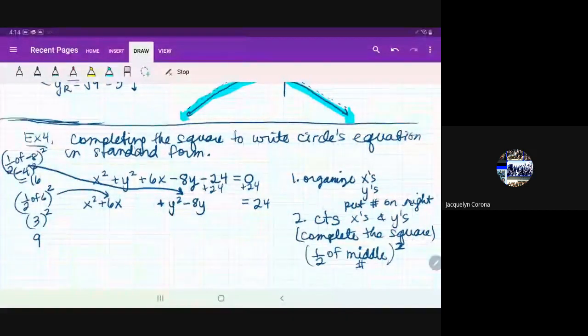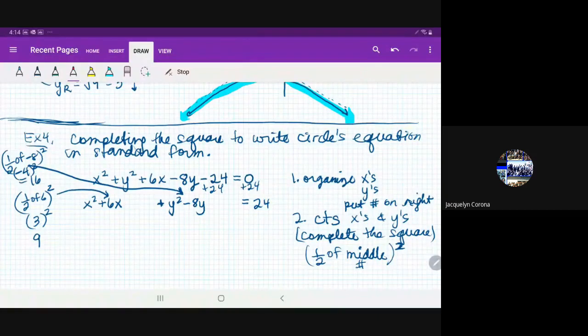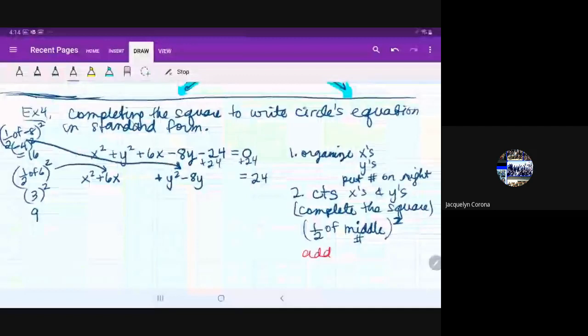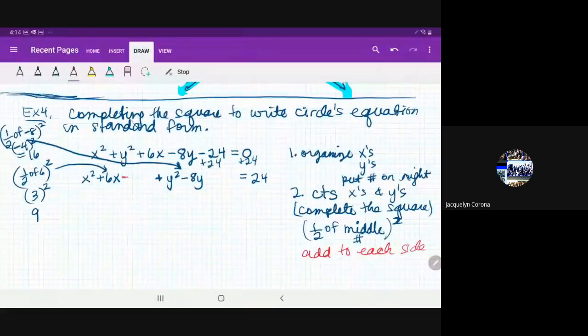And then I'm changing color. So if you have another color, that's better. Okay, so back under step 2, I'm going to write another thing, but I'm going to write it in red. You're going to add to each side. So I'm going to put a +9 after the 6, and then I'm going to also put the +9 on the right side. That's why I'm using another color.